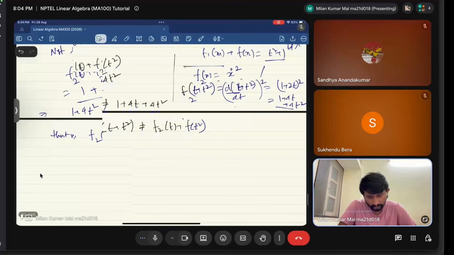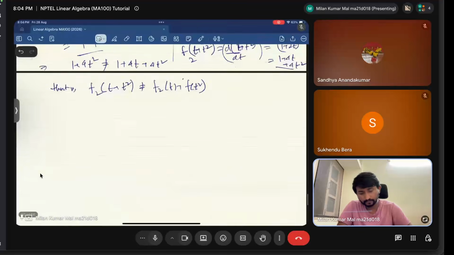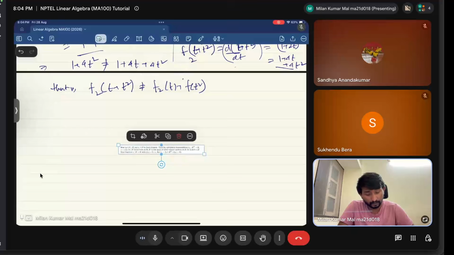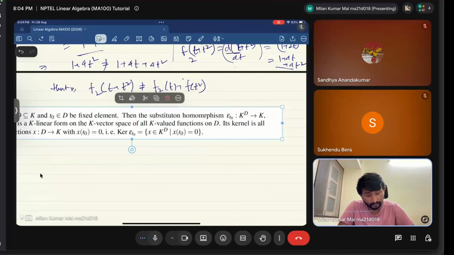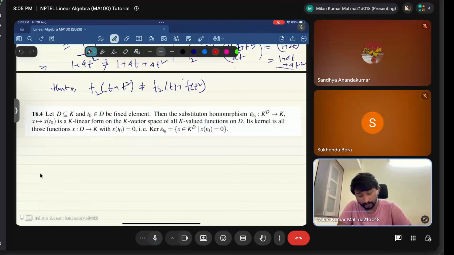These are the assignment problems which you are supposed to practice; those are the problems I am discussing. Here what is given is: let D be a subset of K and t naught be a fixed point. Then the substitution homomorphism is a K-linear form on the K vector space of all K-valued functions on D.